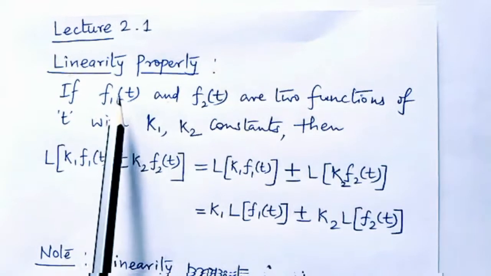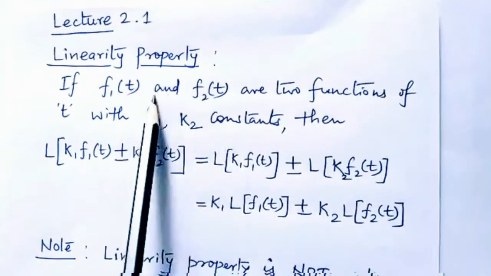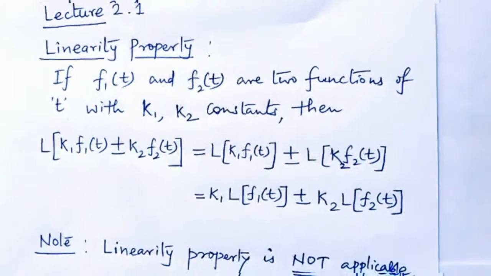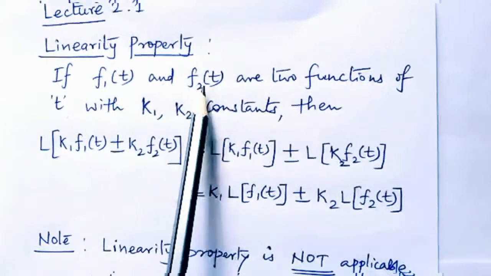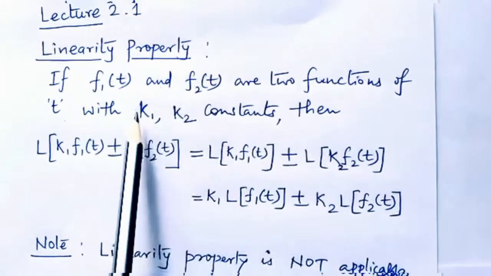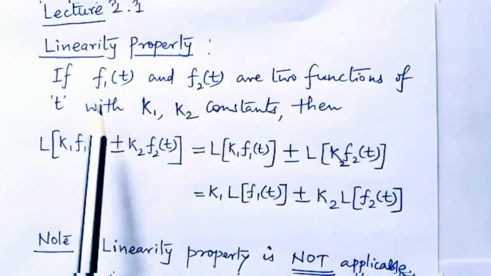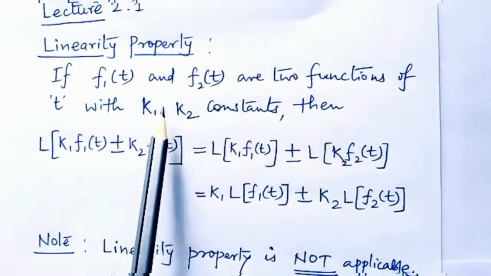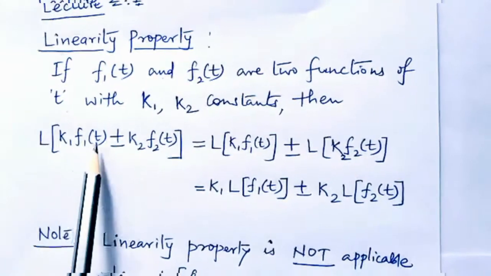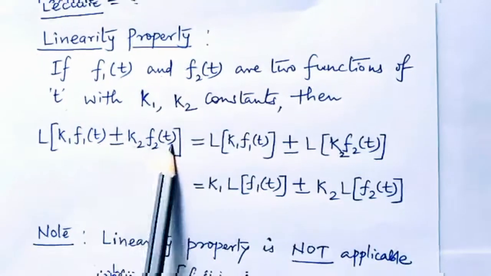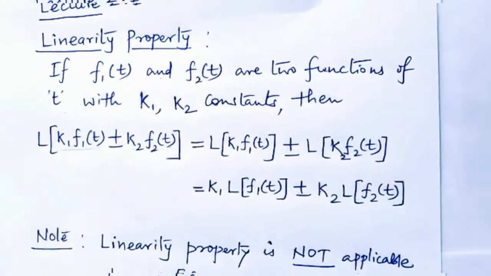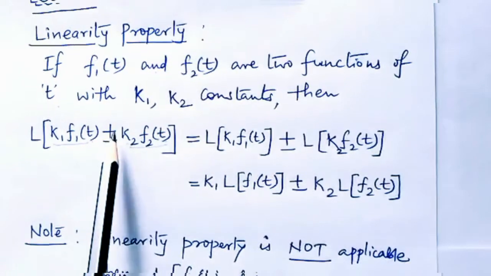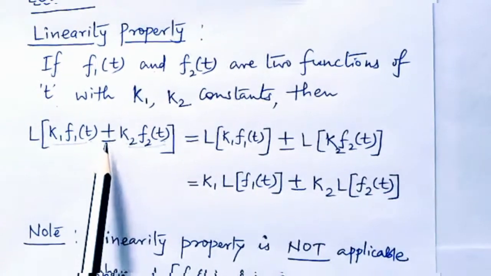Let's say that f1 of t and f2 of t are two functions of t with some constants k1 and k2. So here f1 of t and f2 of t are real valued functions of t, whereas k1 and k2 are just constants. Now we will rearrange the functions along with the constants as k1 times f1 of t, k2 times f2 of t. Look here, k1 times f1 of t and k2 times f2 of t are connected either with a positive sign or with a negative sign.